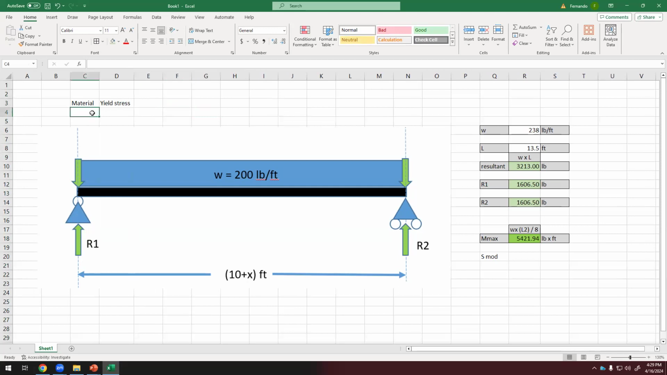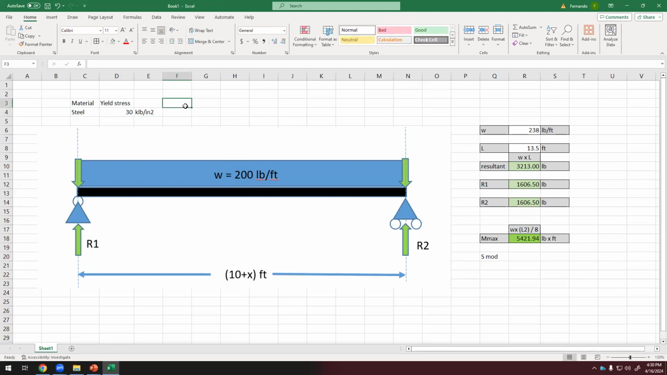Okay. So what is the material? Steel. What's the yield stress? 30. 30? 30 what? Kilopounds per inch square.